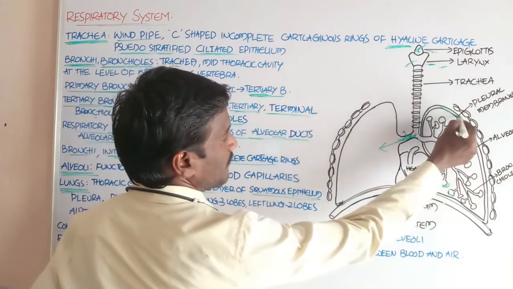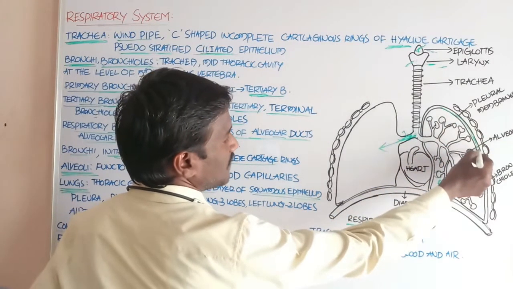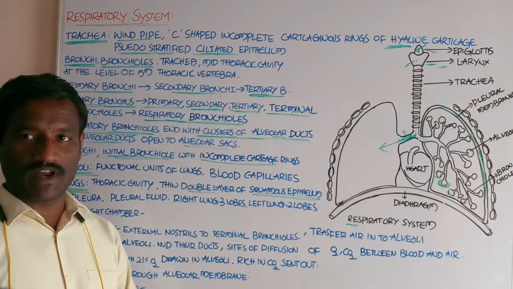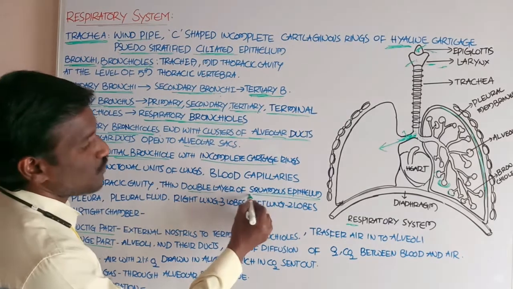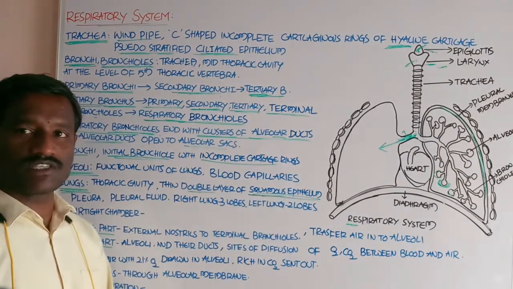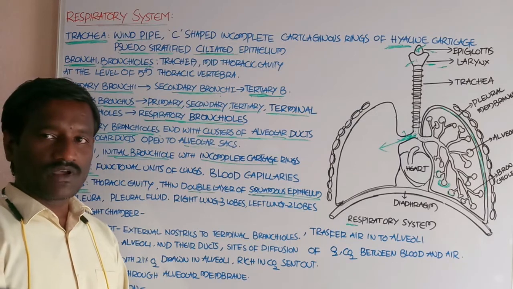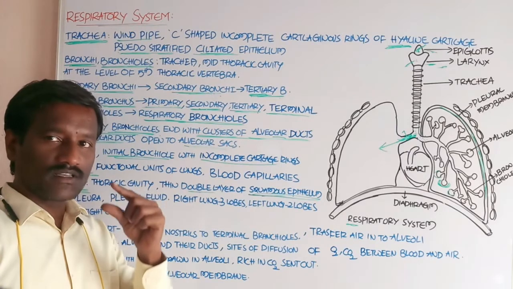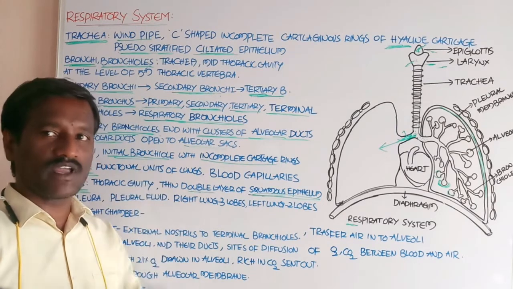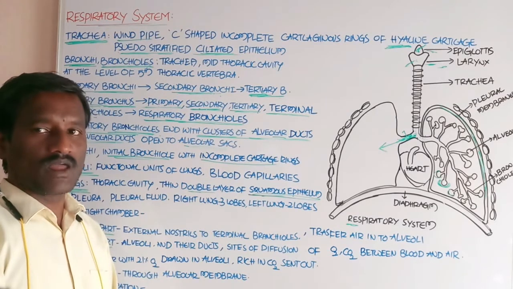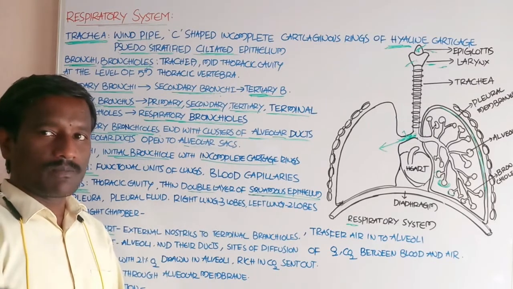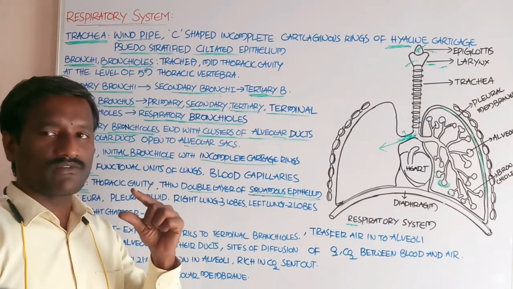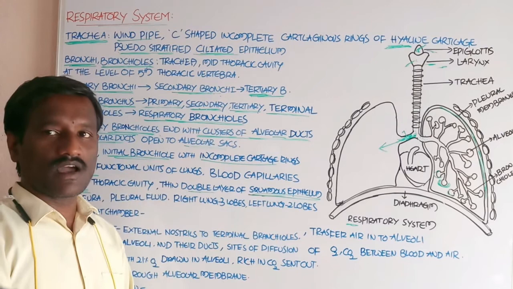There is a double layered membrane that covers the outer surface of each lung. That is called the pleural membrane, which consists of squamous epithelium. The space between the two pleural layers contains a fluid, that is called pleural fluid. Pleural fluid protects the lungs from friction on the lung surface.